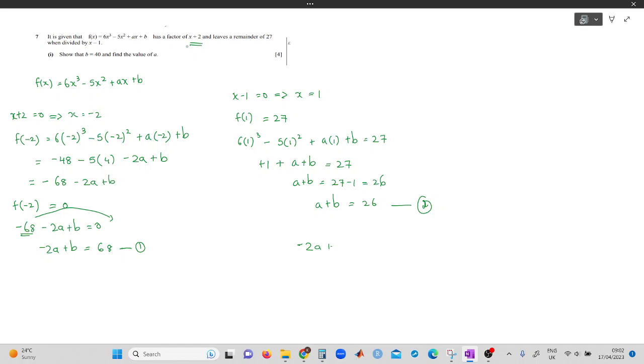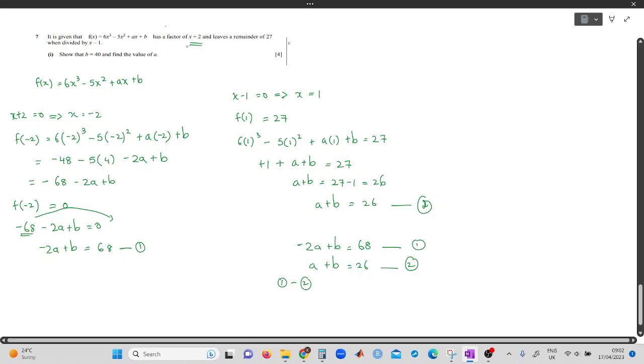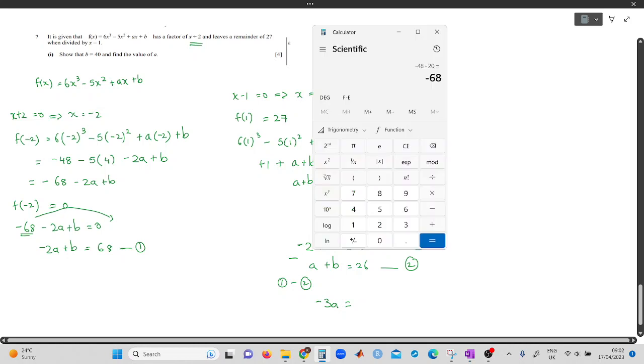Donc, minus 2a plus b equals minus 68. This is the first equation. A plus b equals 26. This is the second equation. Donc là, vous trouvez c'est facile si je fais equation 1 minus equation 2. Ok, si je sers de elimination method. Donc, minus 2a minus a, minus 3a. B moins b, ça me fait 0. Minus 68 minus 26 ça me fait moins 94.